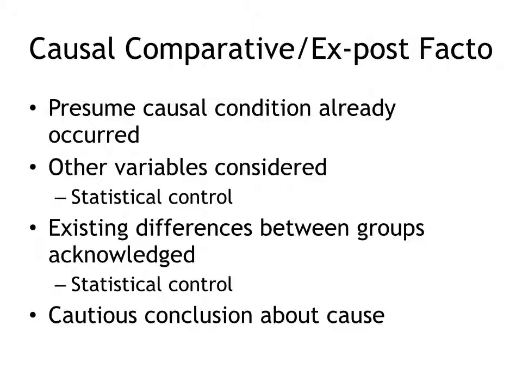So with all these different things that we have to do, we have to be cautious about our conclusions about cause. Controlling for differences in groups is not the same as randomly selecting those groups and having the variability be a function of the randomness of our selection. So be very cautious about that.